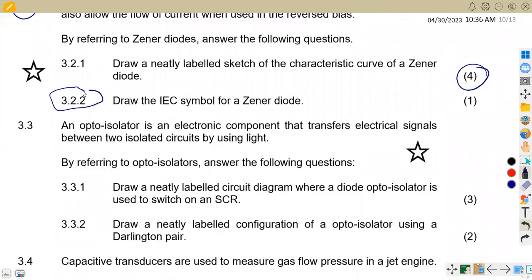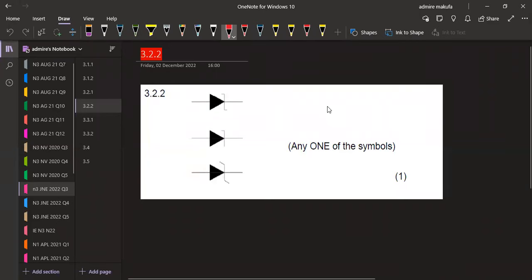Then on 3.2.2, we are given to draw the IEC symbol of a Zener diode, the symbol that you use if you are dealing with a Zener diode. In this case, there are so many symbols that you can take, but just refer to any one of these to represent a Zener diode. So what is important is the indication that you are given in this case.